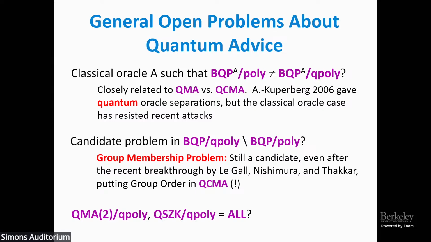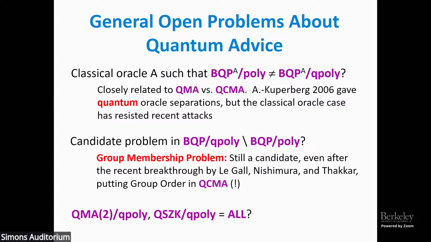Very basic question. We have a candidate, which is Watrous' group membership problem, like checking membership in a finite black box group. You can do it with quantum advice, depending only on the group. We don't know how to do it with classical advice. There was a very recent breakthrough by Li et al. that put a bunch of group theoretic problems in QCMA, but it's not clear that they have any implications for advice for BQP/poly.